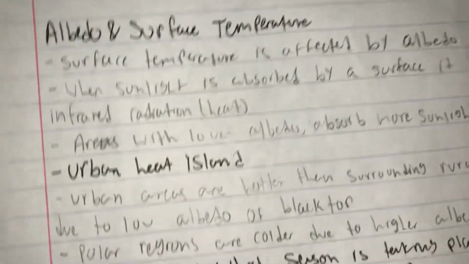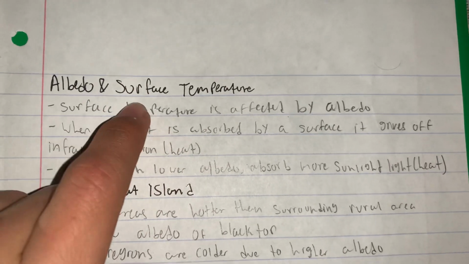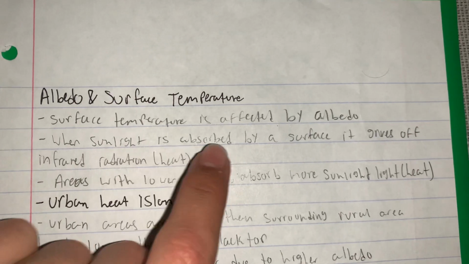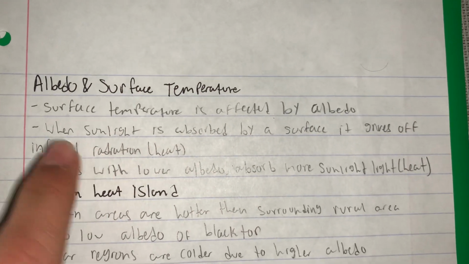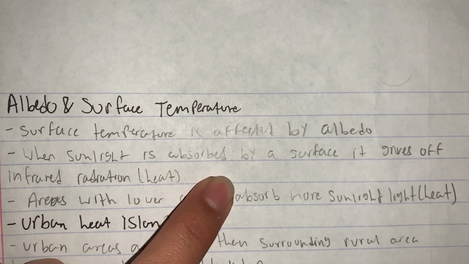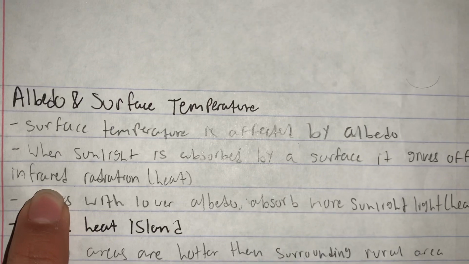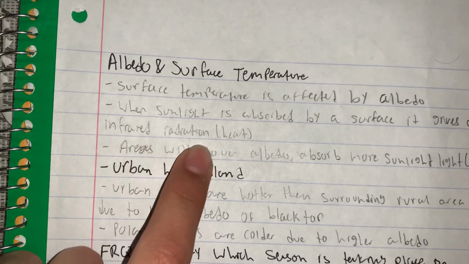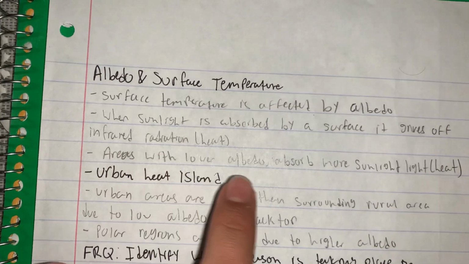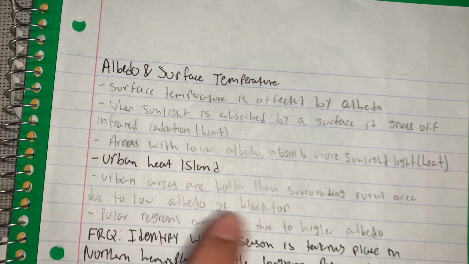And then albedo and surface temperature. Surface temperature is affected by albedo. When sunlight is absorbed by a surface, it gives off infrared radiation, heat. Areas with lower albedo absorb more sunlight, light, and heat.